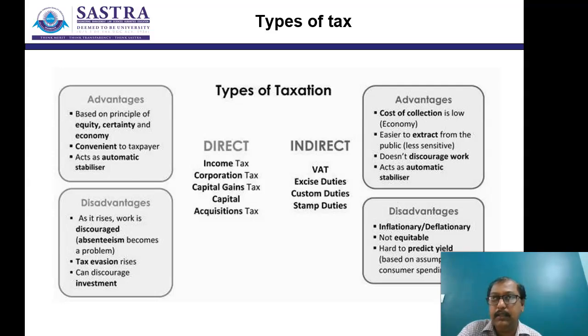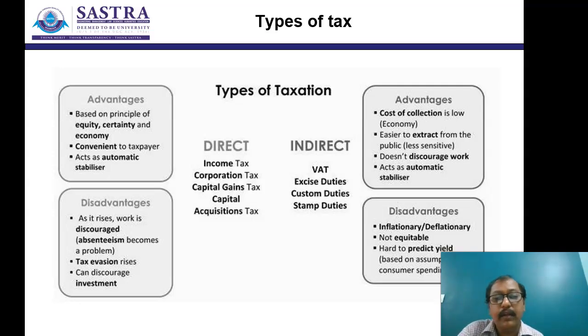In turn, these service providers and goods sellers will be paying it to the government. So the government will collect the taxes from the public indirectly through the intermediaries, like your service providers and your goods and service sellers. That way it is called indirect tax. Previously we had VAT, now we have GST. Excise duties are now not there, customs are still there, and stamp duties. All these are examples of indirect taxes.